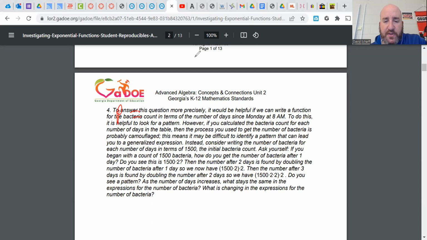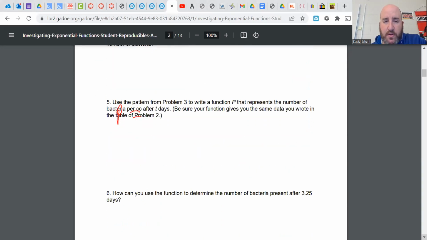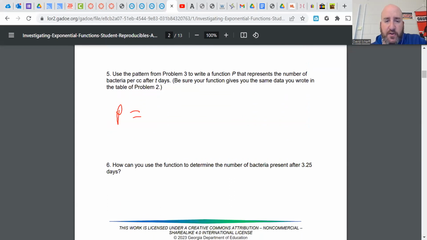1,500. 1,500 times 2, 1,500 times 2 times 2, 1,500 times 2 times 2 times 2. So I know I'm going to start with 1,500. And in all of those, I'm multiplying by 2, but the number of times that I'm multiplying by 2 is changing. So I got to be able to express that. I have to have a t in here representing my number of days, and I have to express how many times I multiply by 2, how that changes per day.